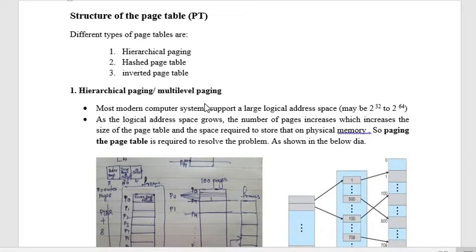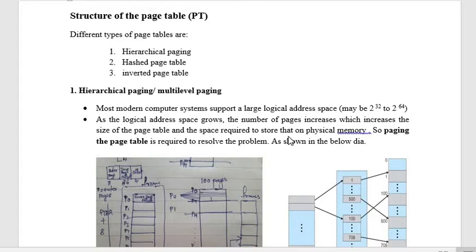Let us take the first type of page table representation, that is the hierarchical way, or multi-level page table, or paging concept. Nowadays most modern computer systems support larger logical address spaces, from 2 to the power of 32 to 2 to the power of 64. But the problem is that as the logical address space grows, the number of pages increases, which increases the size of the page table, and the space required to save that page table will also increase.